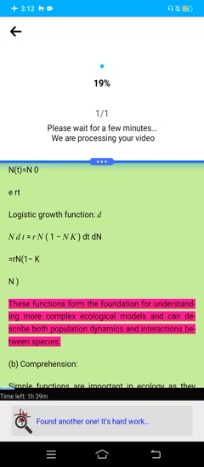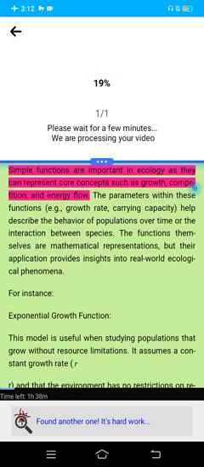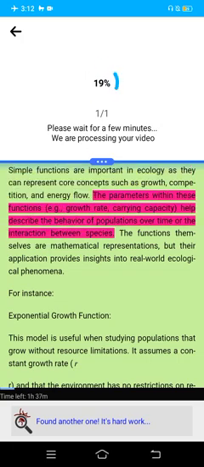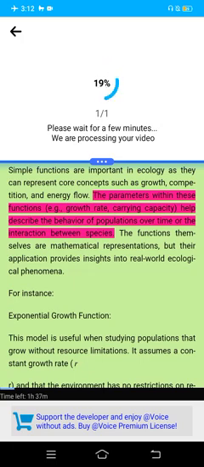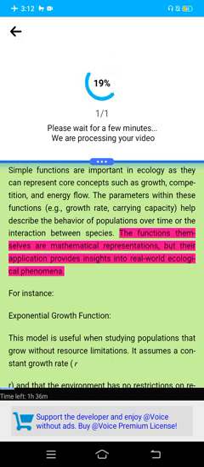B. Comprehension. Simple functions are important in ecology as they represent core concepts such as growth, competition, and energy flow. The parameters within these functions, e.g., growth rate, carrying capacity, help describe the behavior of populations over time or the interaction between species. The functions themselves are mathematical representations, but their application provides insights into real-world ecological phenomena.